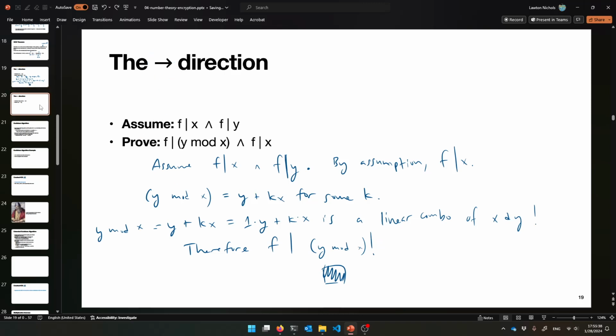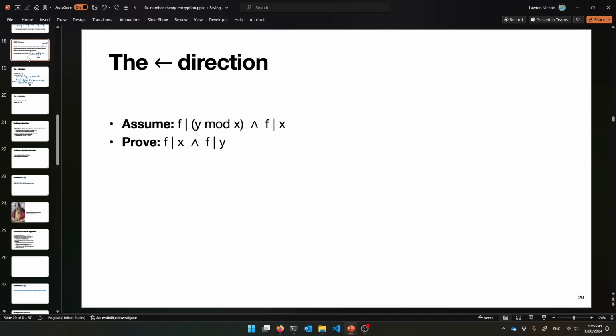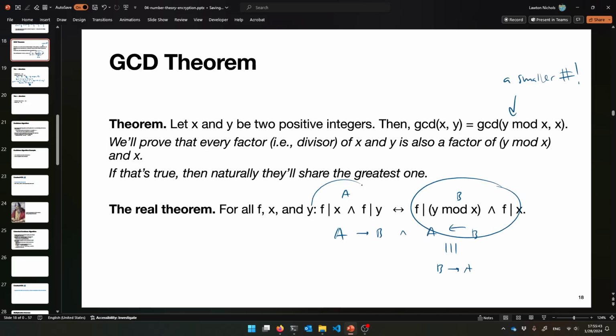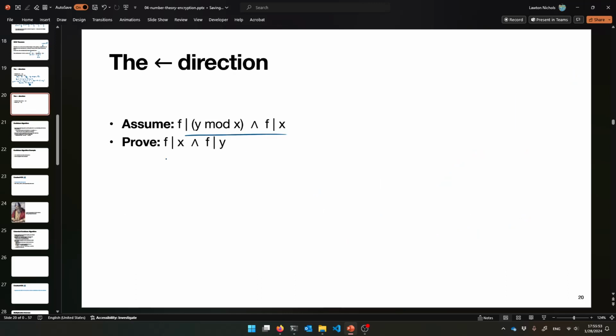Let's do the right to left direction. This is the if side, the if part. So we're gonna do from here to here. This side implies this side, so we're gonna assume the right, use that to prove the left. All right, and after that we'll have proved the entire if and only if. So we'll assume this, prove that. Well, let's make it happen. So assume f divides y mod x. Got to spell it out. And f divides x. We got to show both of these.